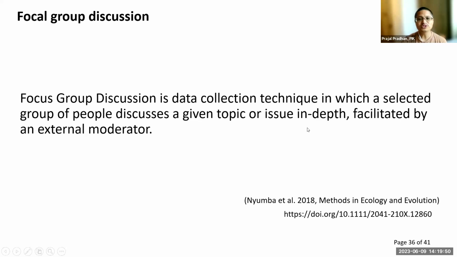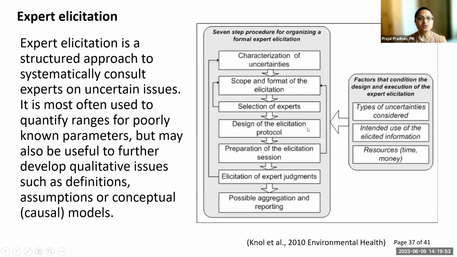And when you do this focal group discussion, it is not only with the stakeholders, but also with experts. Mainly it's called expert elicitation, which is a structured approach to systematically consult experts on certain issues when there is not much information available in the literature or in the data sets. This expert elicitation is a process that is widely used. If you look at SDG interactions papers, you will find a lot of them that also use the expert elicitation process.